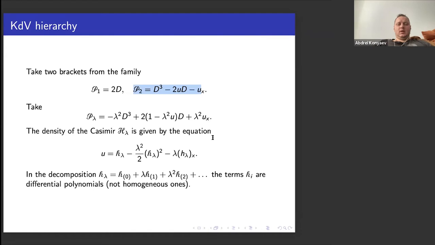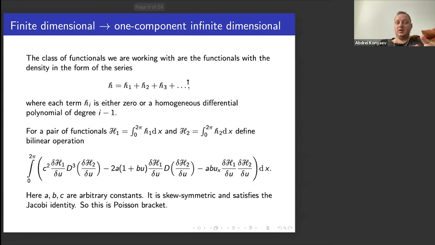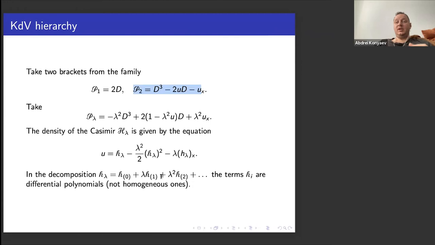It's simpler for calculations. Okay, so we add them up and then we formulate the Casimir, and this is the Casimir which depends on lambda. And now, given this identity, I just decompose it in lambda. See those indices, then brackets, because these are not the same indices, since when you decompose, here we have a homogeneous polynomial. Here you can check that each term is a polynomial, but it's not homogeneous. And so what we did, we took again one bracket, added another, took the Casimir depending on lambda, and we can again use the zero flow, expand it and get the following bi-Hamiltonian chain.